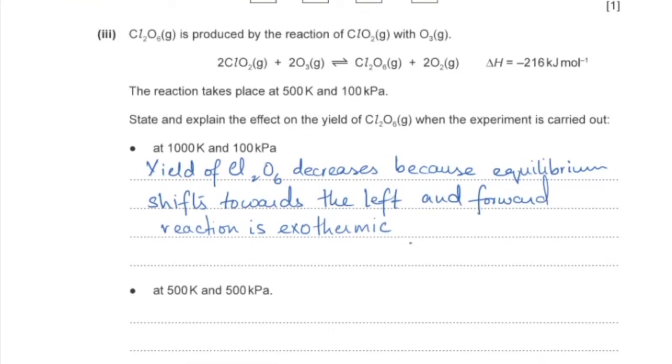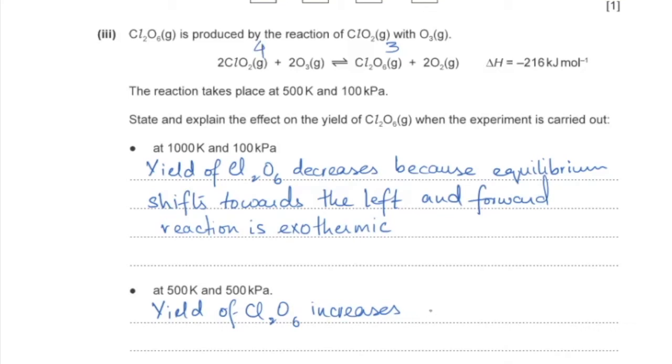Now, we have to state and explain the effect on the yield of Cl2O6 when the experiment is carried out at 500 kelvins and 500 kPa of pressure. Increasing pressure would shift equilibrium to the side which has fewer moles of gas, so equilibrium will shift towards the right and yield of Cl2O6 will increase. So we'll write that yield of Cl2O6 increases because there are fewer moles of gas on the product side. We have 3 moles over here and we have 4 moles on the reactant side.